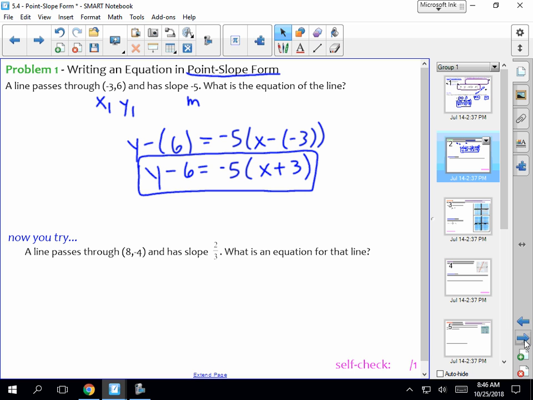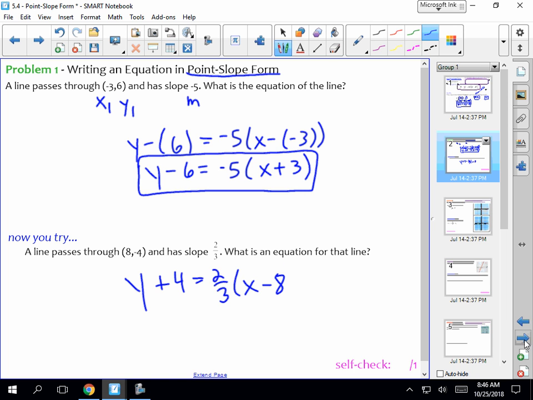I'd like you to try this one right here. Identify x1 and y1, identify m, and then go ahead and plug it in. You get it? Okay. What'd you get? Y plus 4 equals 2/3, x minus 8. Yep. That's it. So that's the equation of line in point slope form.